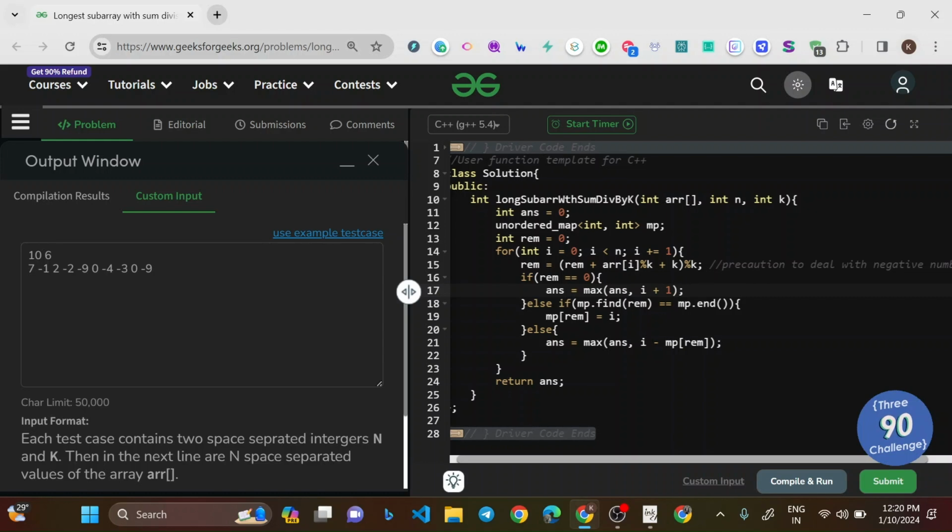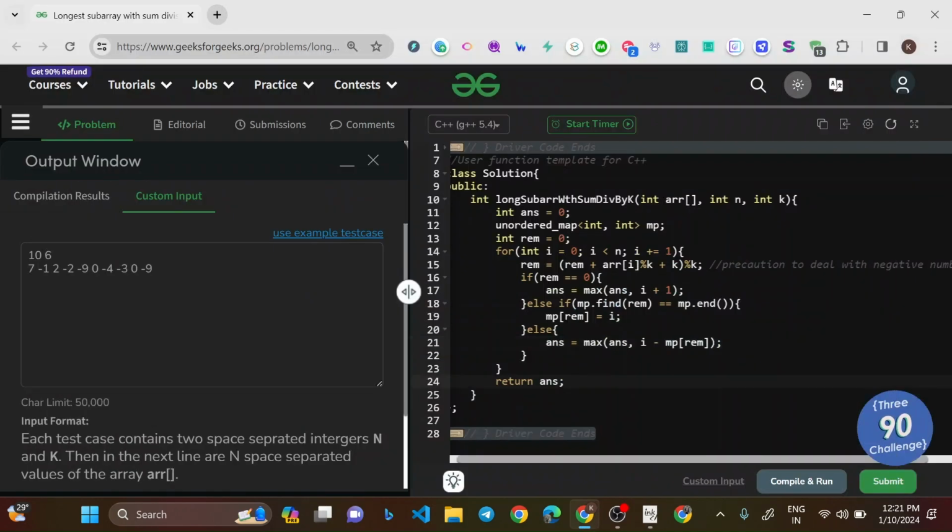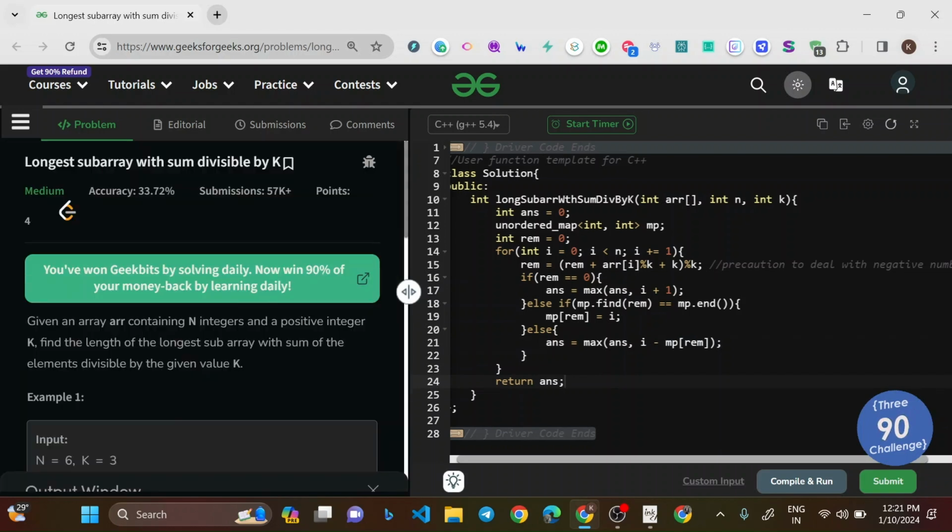Else, if you have found that same remainder once again, then in this case, if it is the first time you are encountering that particular remainder, store that index. Else, if you have already found that remainder before, then you can just take that index minus the index you have stored in the map of remainder. The same thing that I have explained here, I have put in the code. So finally return the answer, because everywhere we are taking the maximum possible length, so finally we'll be returning that answer. So that's it guys, very easy.